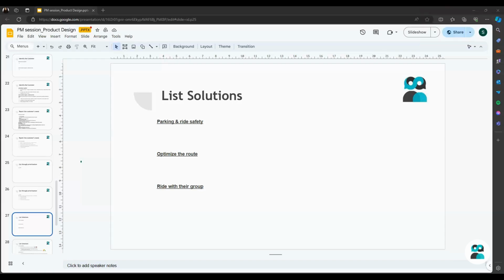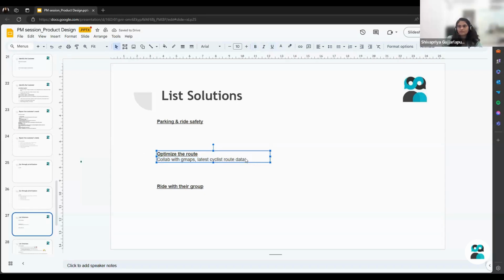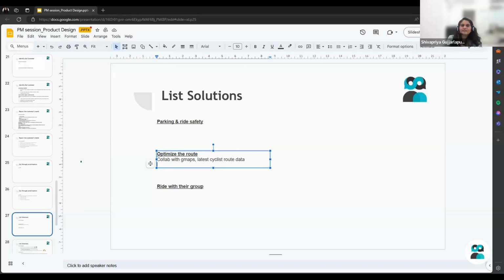For optimizing the route, we can go ahead with collaboration with Google Maps, so that we can get a real-time update of the road conditions. And also, if there is construction going on there, we won't suggest that route to the cyclists. If there is a short distance through a construction side road, we would not suggest it to the cyclist. We'll go by the longer route, so as to help the cyclist. Absolutely, absolutely. For parking, tie up with people offering parking spaces.